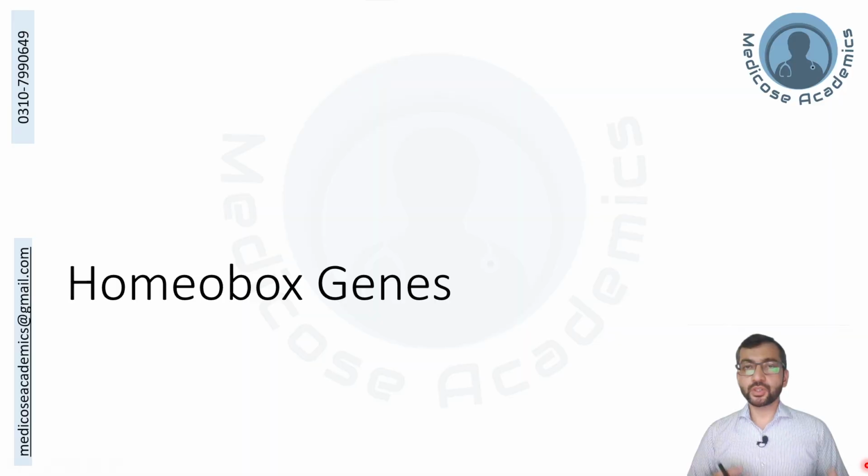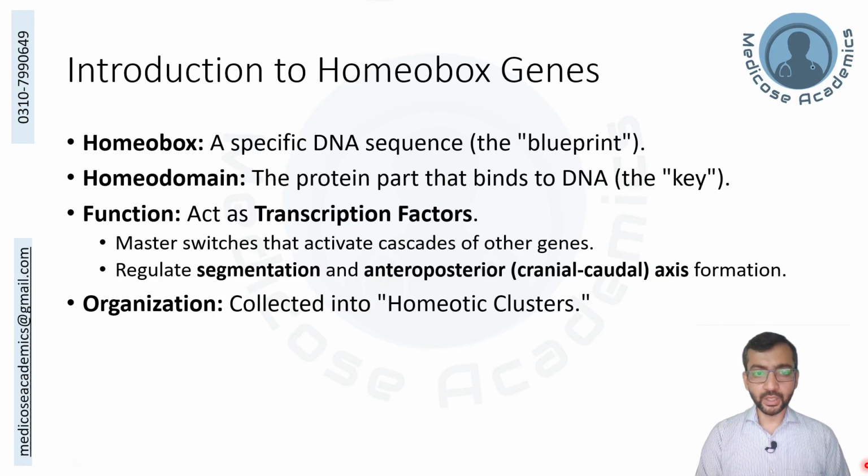Regarding the development, during this time the body segments from the head region to the toe region. How does the body know which region is which and which region is to be developed, and how does it differentiate between different parts? Here the homeobox genes come into play. This is a specific DNA sequence, the blueprint that determines it, called the homeobox genes, and the protein part that binds to DNA, activating or deactivating it, is called the homeodomain. It acts as a transcription factor and master switch that activates the genes. This is the one that regulates the anteroposterior axis: which thing is anterior, which is posterior, and where each segment ends and the next segment starts.